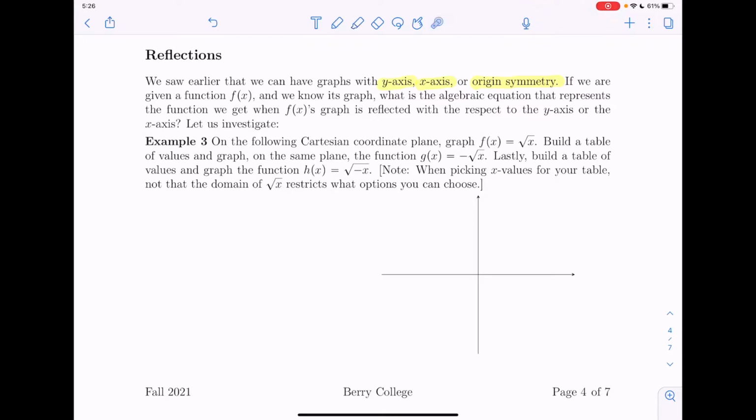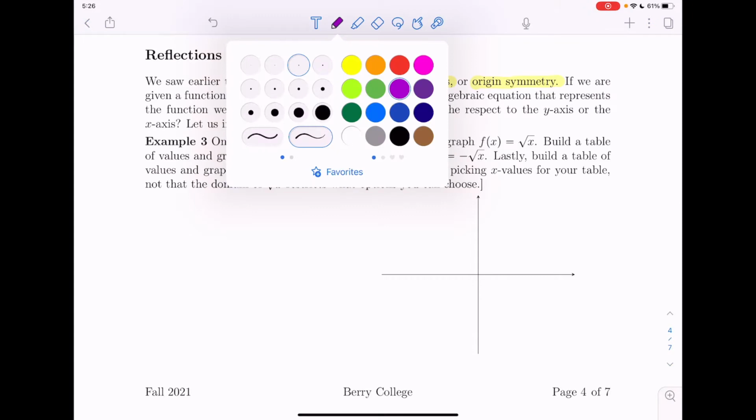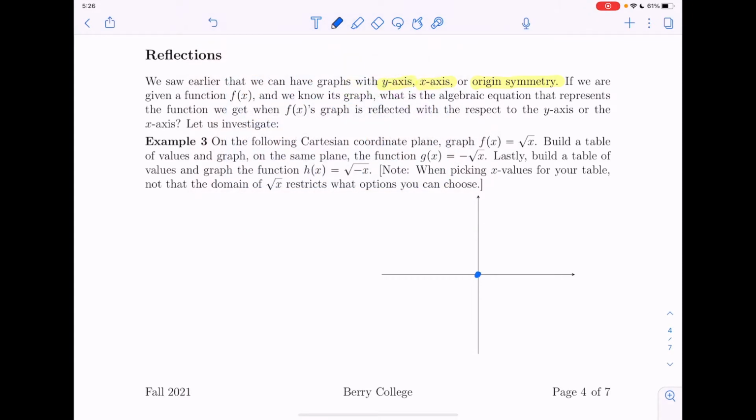So, for example, we can look at f of x equals the square root of x. This is a parent function. We should know what it looks like. Right off the bat, you should say, oh, look, it looks like this. And now what we're going to do is graph two options. g of x equals negative square root of x, and h of x equals the square root of negative x. So let's take a look.